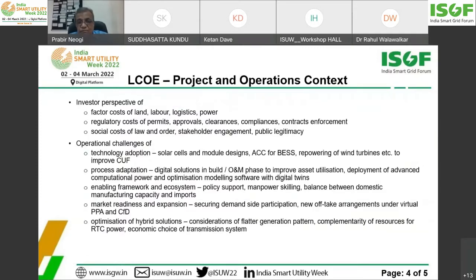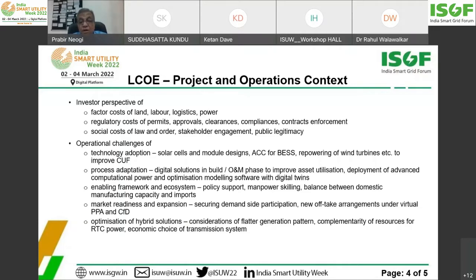So this is the last slide, so I won't take much of your time, but these are basically pointers on which we can spend some time in the next 1.5 to 2 hours, where the panelists may consider dwelling on one or more of the bullets. The choice is yours. But the issues I wanted to flag is: what are the perspectives of improving the factor costs, the regulatory costs and the social costs in order to have a telling impact on LCOE? What would be the operational challenges? Again, whether there are headwinds or whether we can convert the headwinds into tailwinds by tangible actions taken by the industry and also at the policy level.